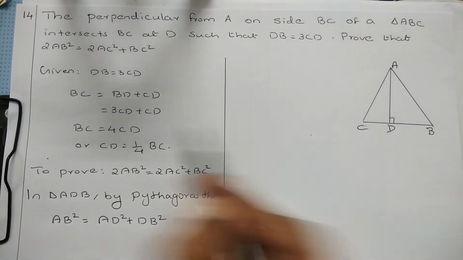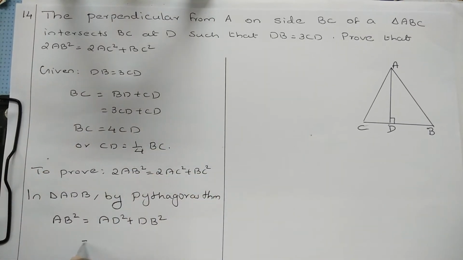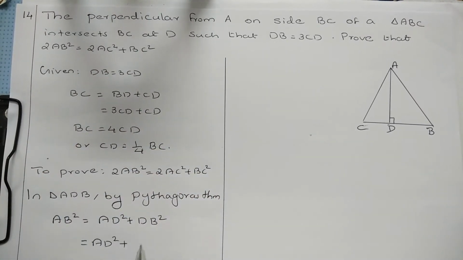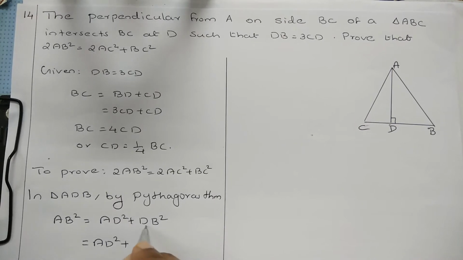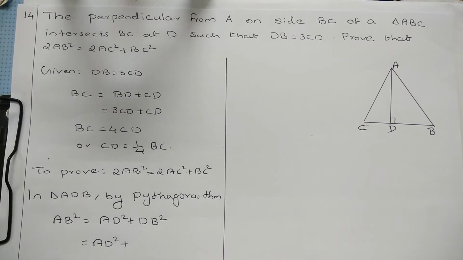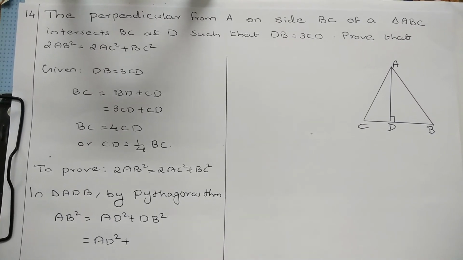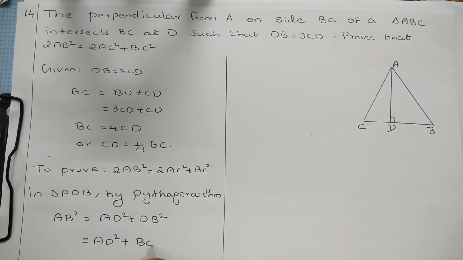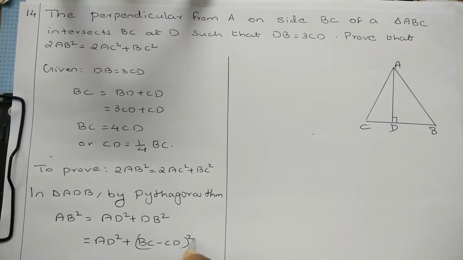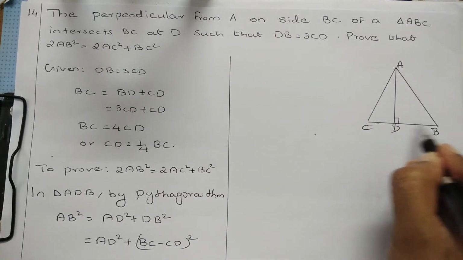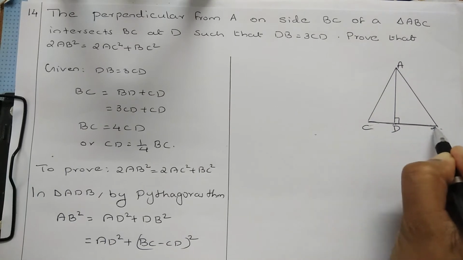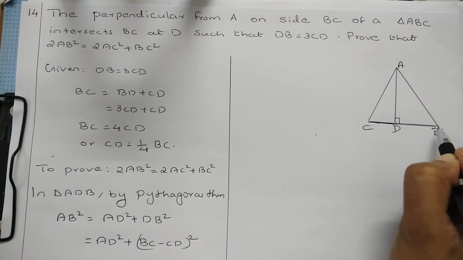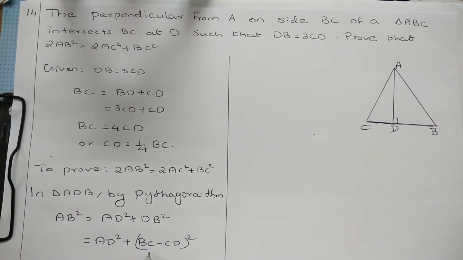Here we need to get in terms of BC. So I'm not applying 3CD here. If you apply 3CD also, you will get the answer. But we need to get BD in terms of BC, right? So instead of DB, I'm going to write BC minus CD the whole square. Here BD, how will you write? Total length, BC minus CD. That is DB.